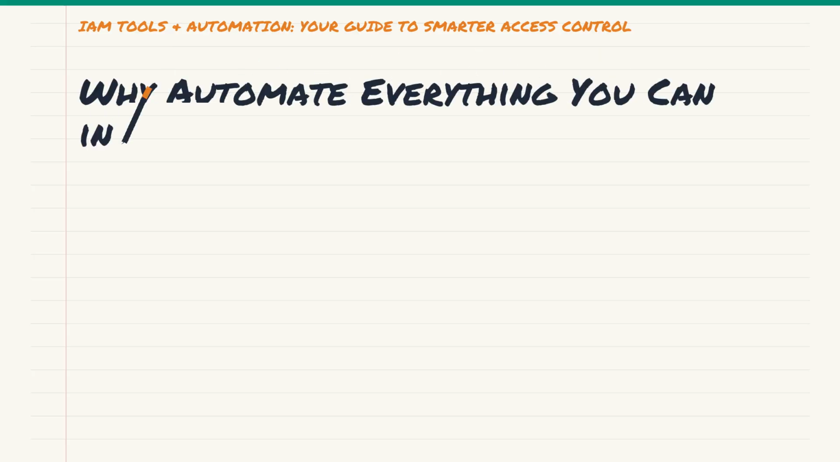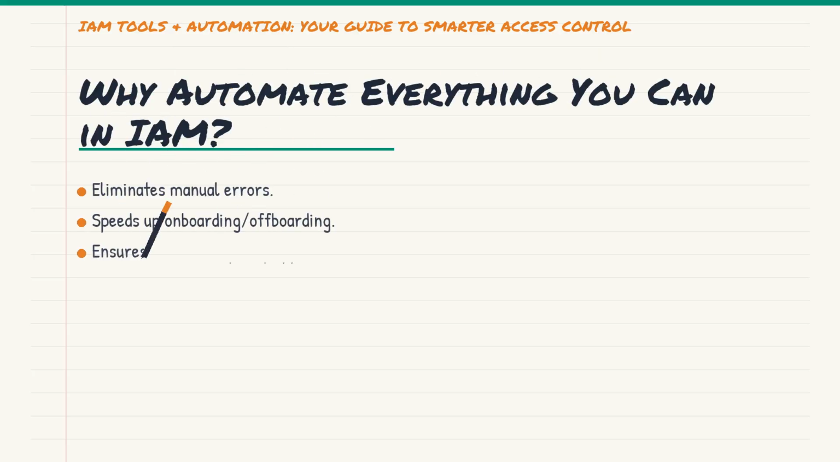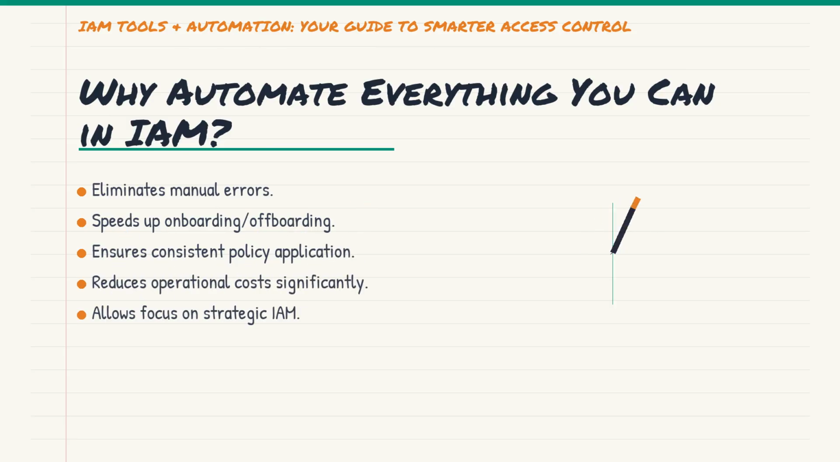Let's be honest, managing user lifecycles, access requests, and reviews manually is a recipe for disaster. It's slow, error-prone, and just doesn't scale. Automation in IAM isn't a luxury, it's a necessity. Think about onboarding a new employee. Manually creating accounts, assigning permissions across multiple systems, and ensuring they have the right access takes hours, if not days. Automated provisioning can do it in minutes, significantly boosting productivity and reducing the chances of errors or security gaps. It also frees up your IT team from tedious tasks to focus on more strategic initiatives.